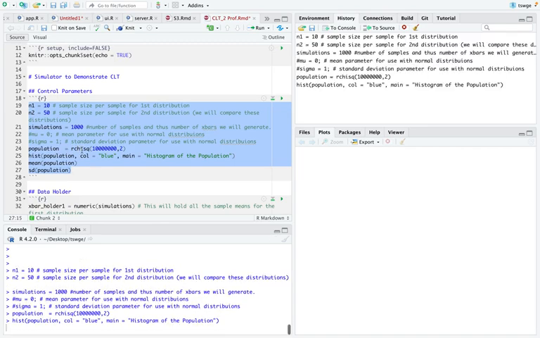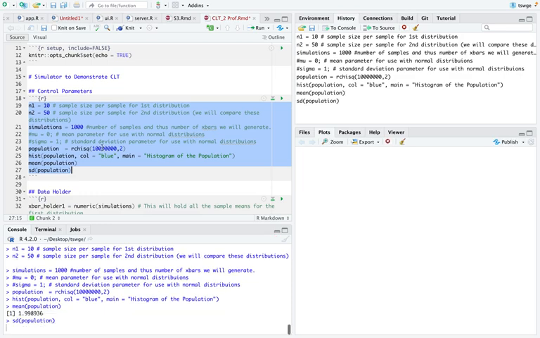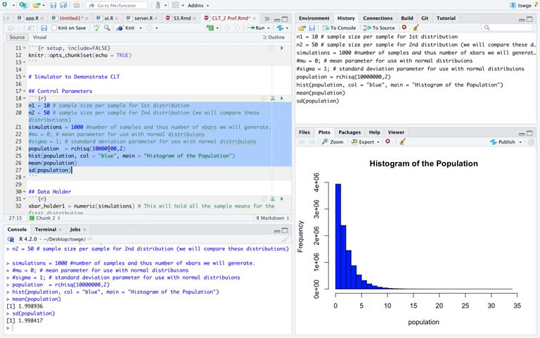And you'll see I'm pulling from a chi-squared distribution. I've got like 1 million or 10 million of these here with 2 degrees of freedom. That's going to give me a mean of 2 and a standard deviation of 2, as you can see here. And so that's going to be our population. We have this very right-skewed, noticeably right-skewed distribution.